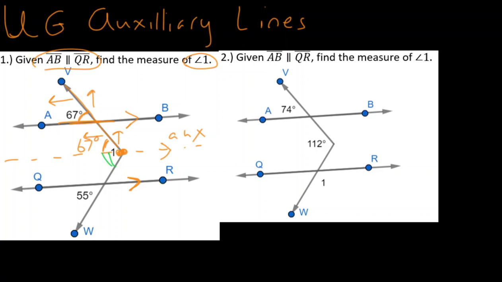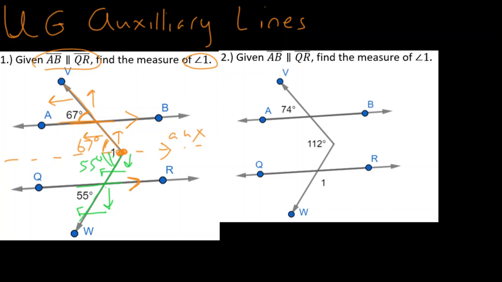So there's 67 degrees. Switching to green, I notice that this 55 is below this line, and it's to the left of this transversal, and I notice that this bottom angle right here is below the dotted line, and once again to the left of that green transversal. So it must be 55. They are corresponding angles. They are congruent.